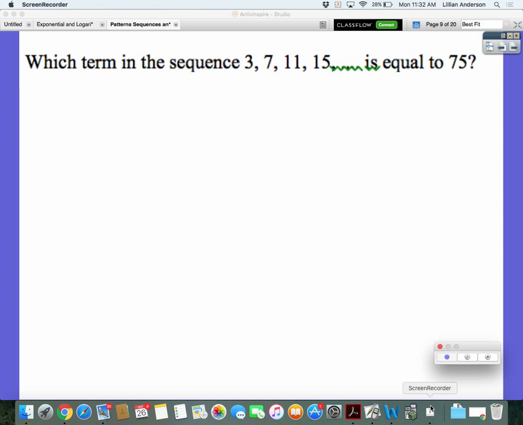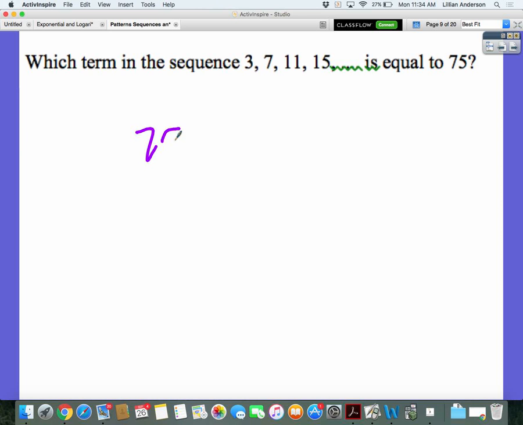Which term of the sequence is equal to 75? Oh no, we're going to spend so much of our time on names on the board because we all pass it.